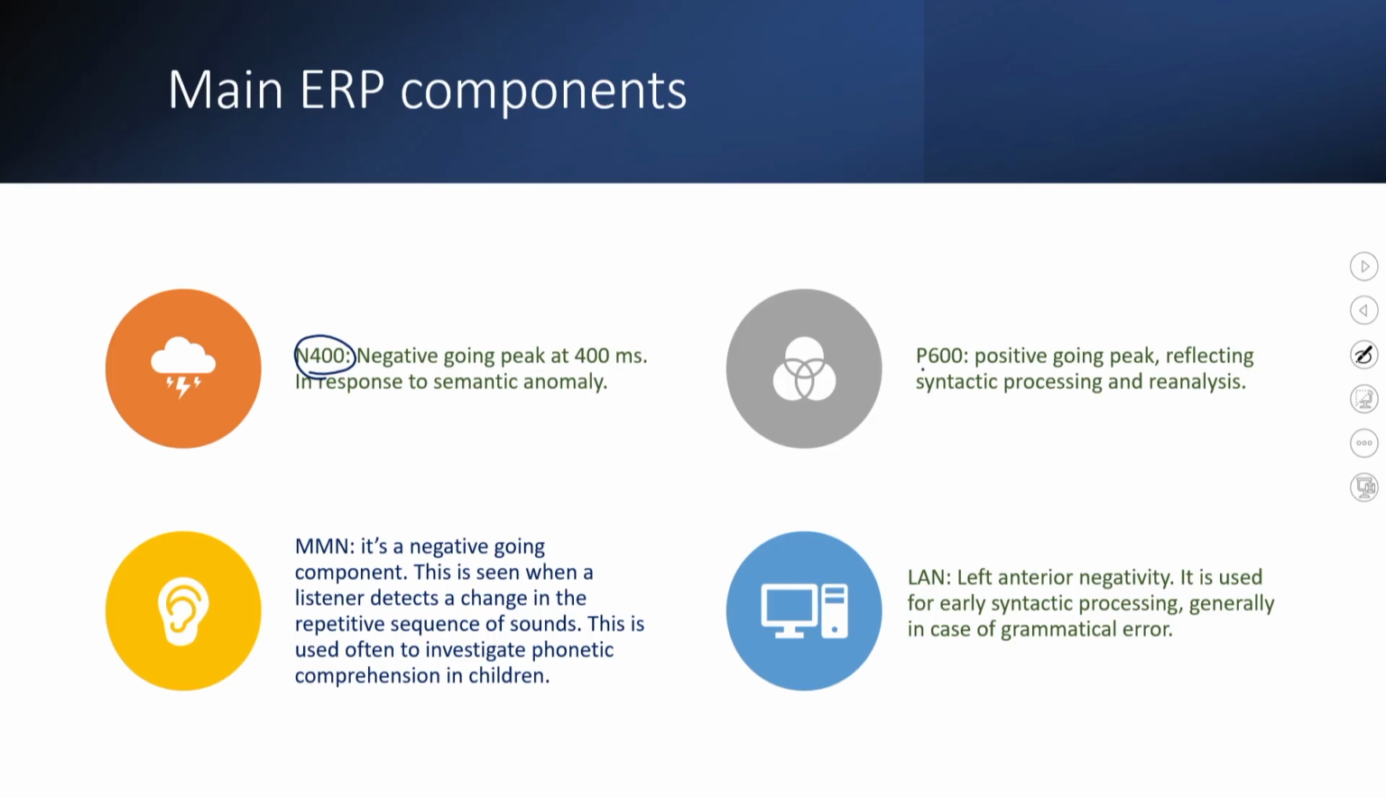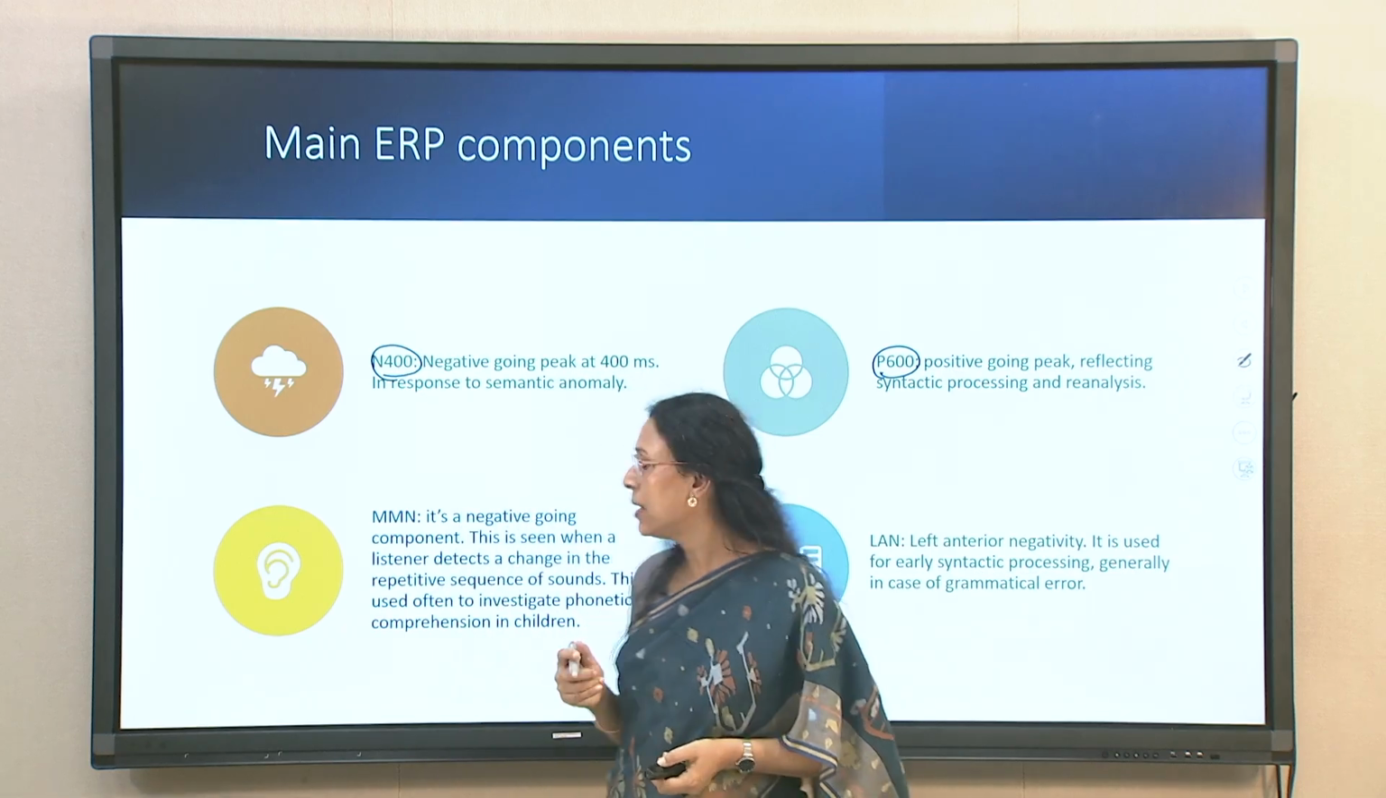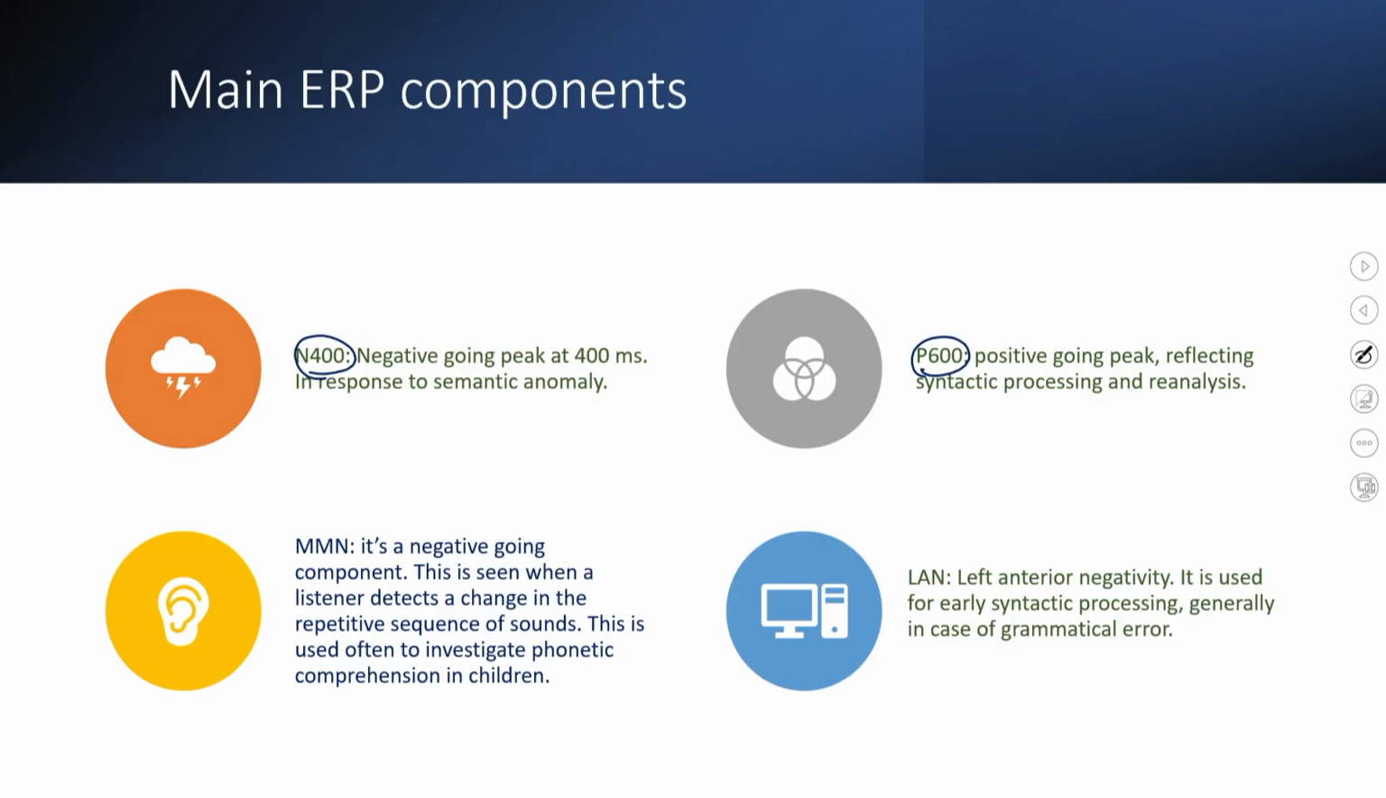Then we have P600, another important indicator of processing. This is a positive going peak reflecting syntactic processing and reanalysis at 600 milliseconds. Then we have MMN, mismatch negativity. It is a negative going component. This is seen when a listener detects a change in the repetitive sequence of sounds. So, this is often used to investigate phonetic comprehension in children.